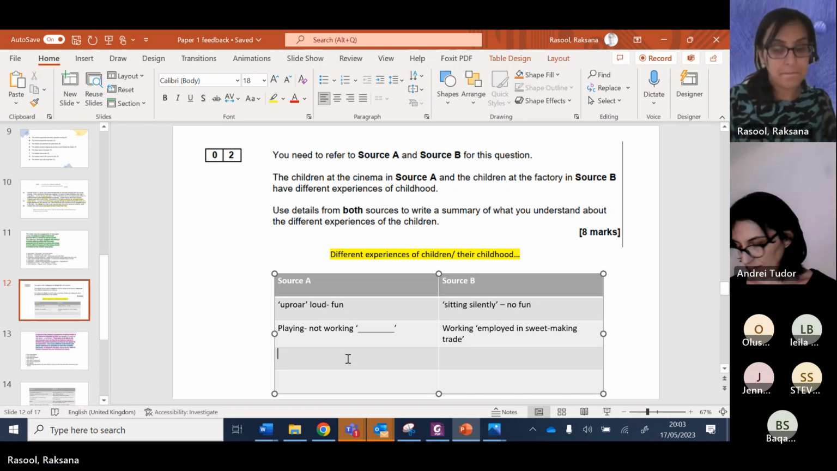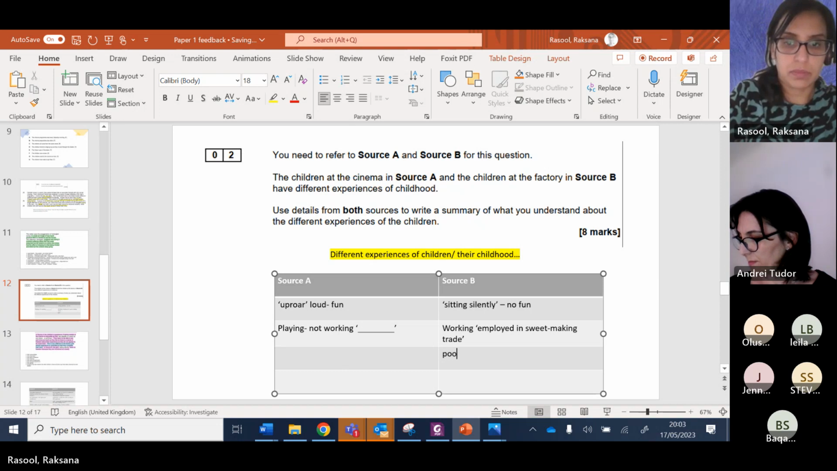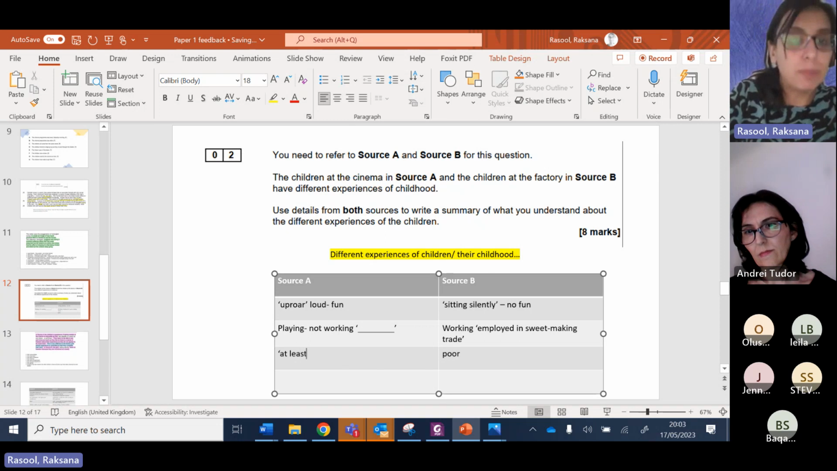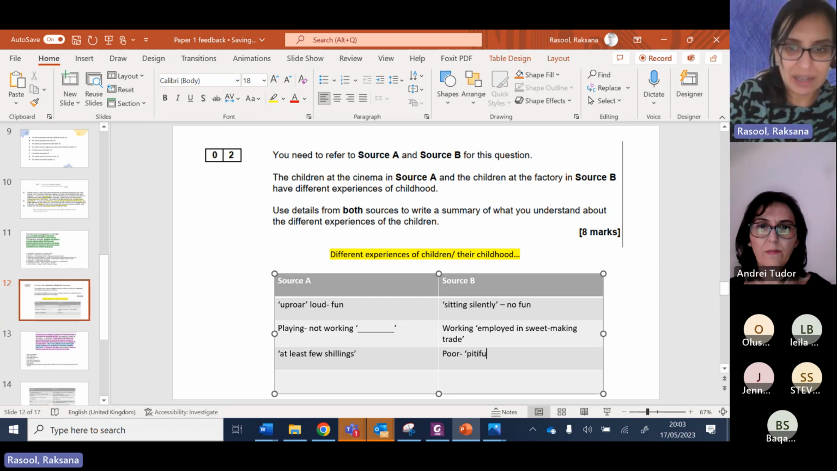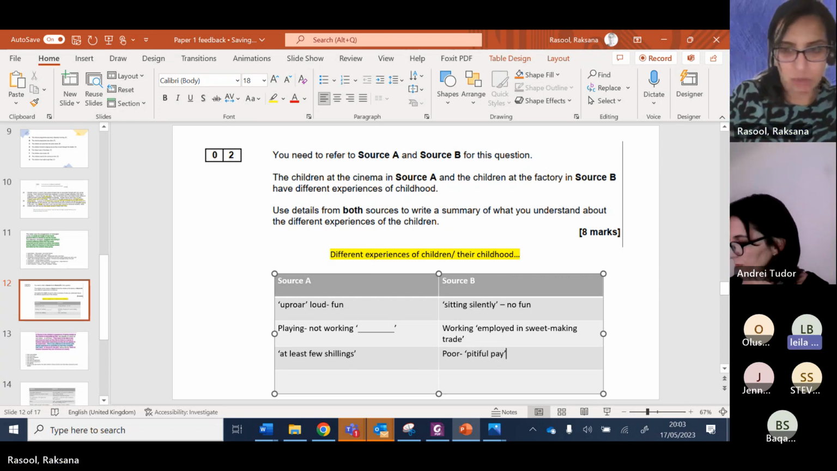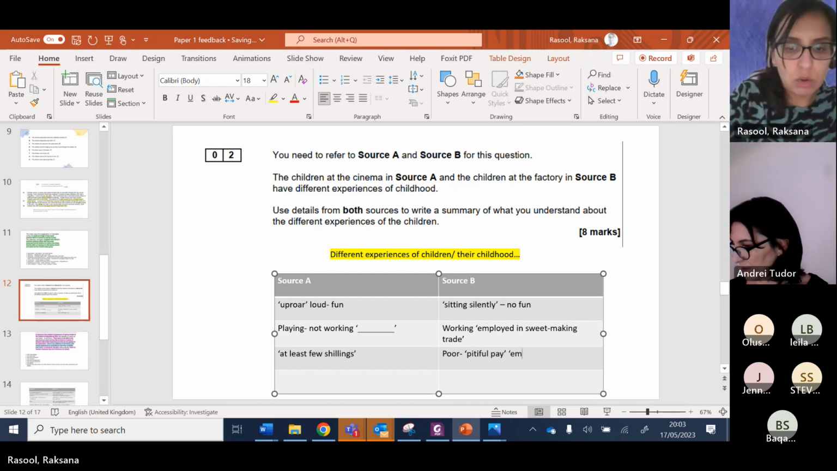So in source B, the girls were poor, and in source A, they had at least a few shillings to spend. Even the poorest of them had at least a few shillings. Okay, and then you just explain that. What quote would you use for the girls that are poor? You could use the pitiful pay, or they were empty stomachs. Or what were you going to say, Mehek?